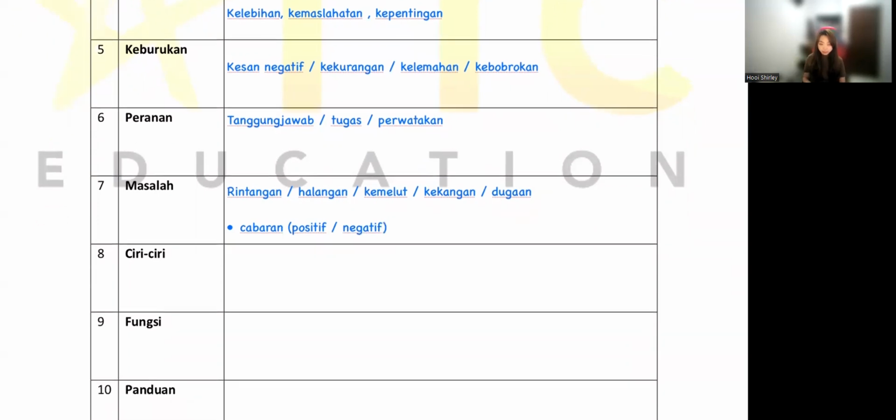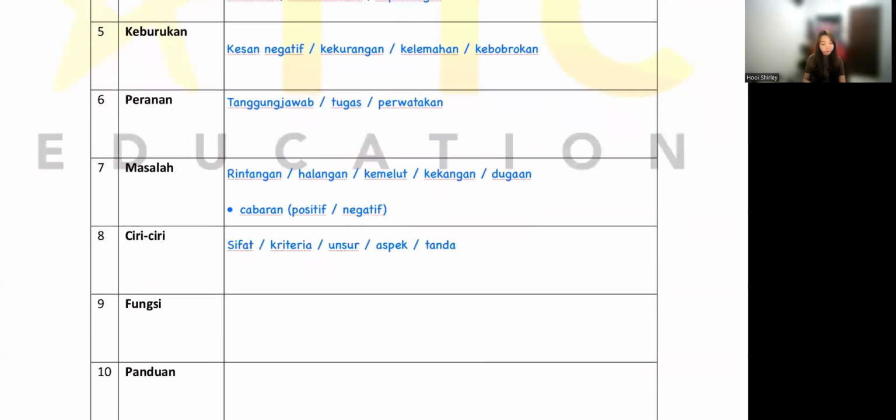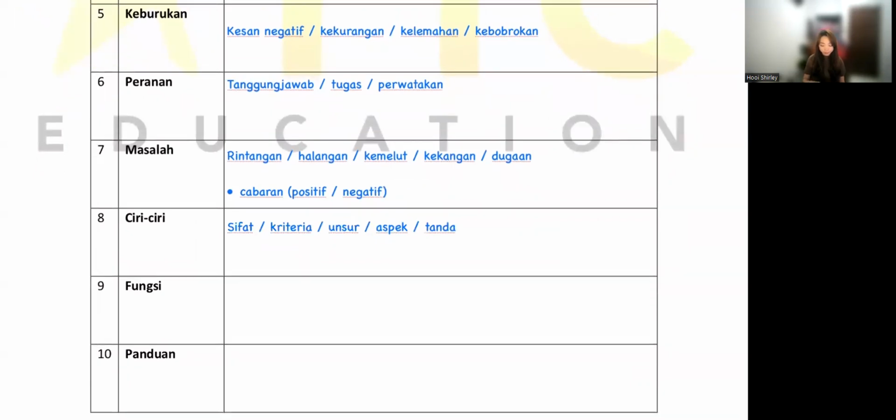Ciri-ciri, it means a characteristic. We have like sifat, criteria, unsur, aspect, tanda. This is the criteria. Fungsi, function, kegunaan.